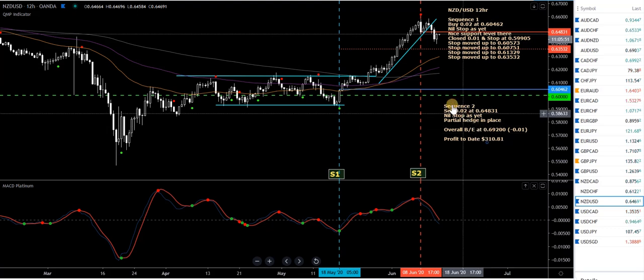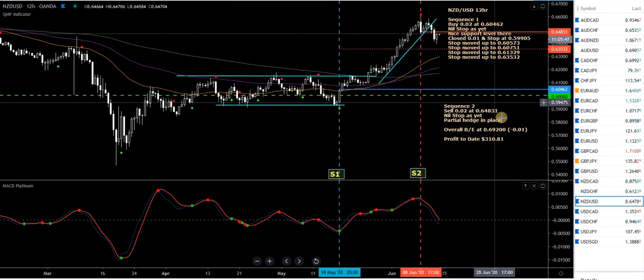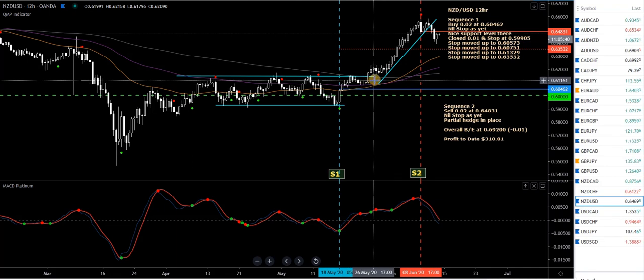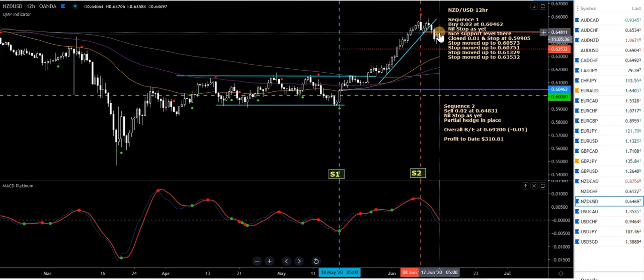New Zealand USD, not bad this one. I'm in a buy down here, this green level, 60 cent level, got a stop in place. So it's sequence 1, that's nice. Sequence 2 is this sell. We're just below the entry level.